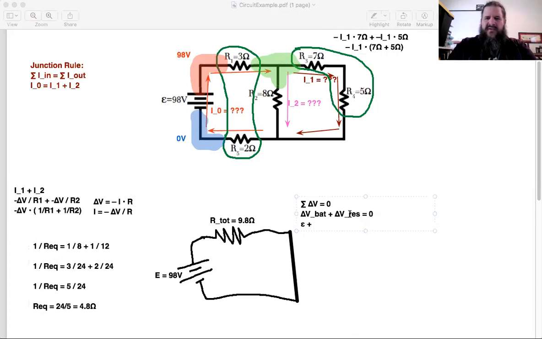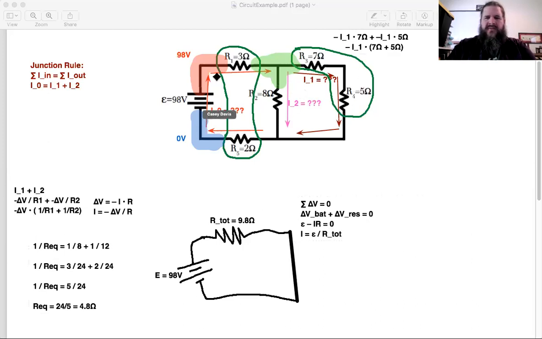And what's delta V for any resistor? Yeah. So epsilon plus negative IR equals 0. And we can even solve that directly for current. If you isolate current here, what would you get? Yeah, add IR to both sides, divide both sides by R, we get epsilon over R. So that should be the current. Specifically, the current in this simplified loop is epsilon from the battery divided by the total resistance.